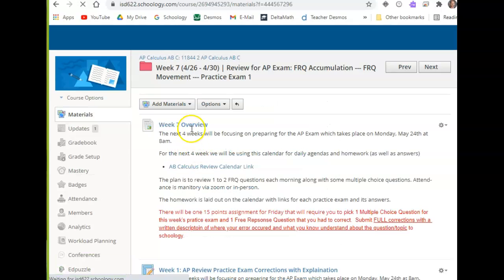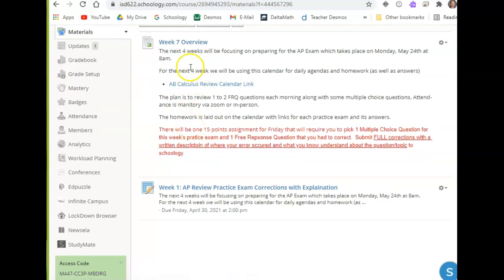So if we go to week 7, I know you guys probably can't see this clearly, but it says the next 4 weeks we'll be focusing on preparing for the AP exam, which takes place on Monday, May 24th at 8 a.m. Unless you are taking it digitally at home, then you're going to do it on June 9th. But this is for everybody that's coming to Tartan to take the test. For the next 4 weeks, we'll be using this calendar link right here for daily agenda and homework assignments as well as answers. I want you to make sure that that's clear too.